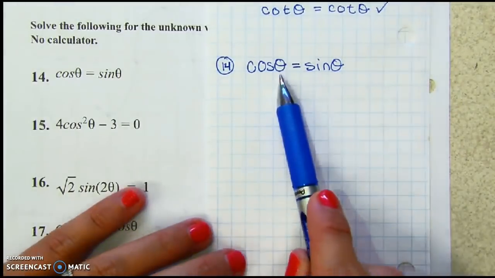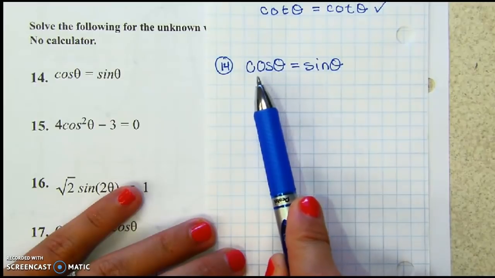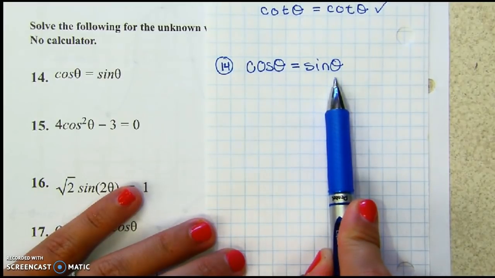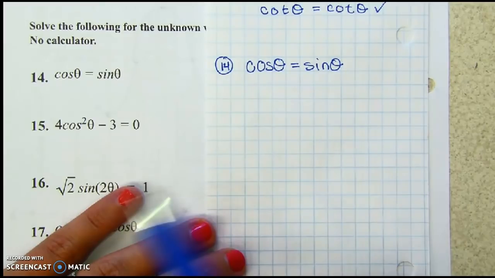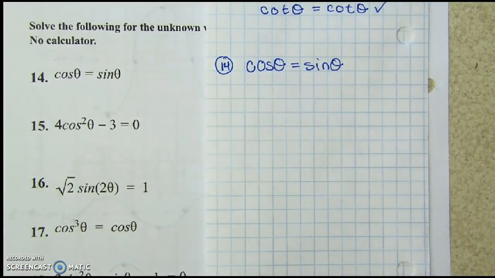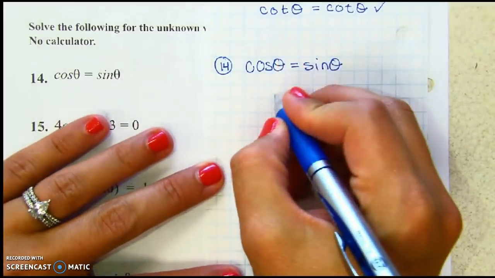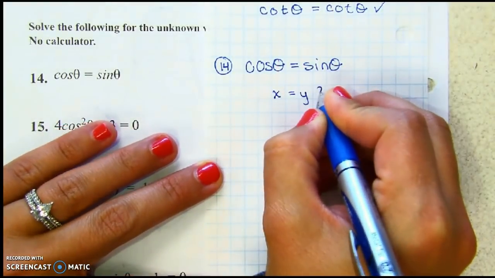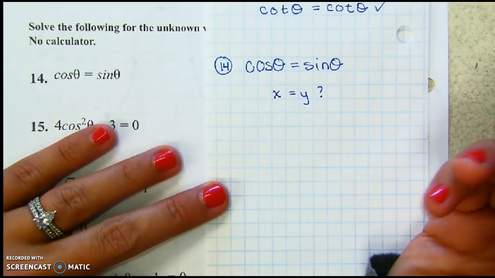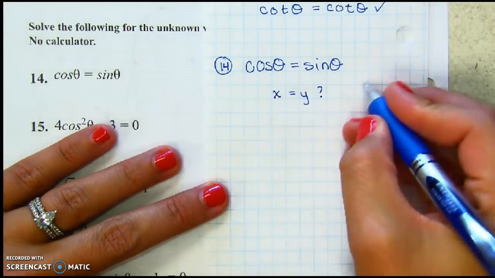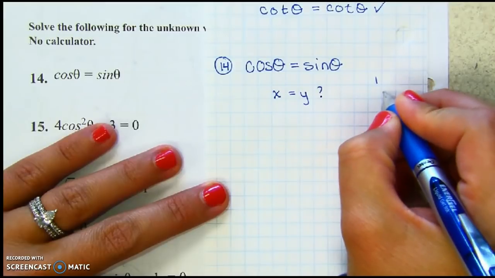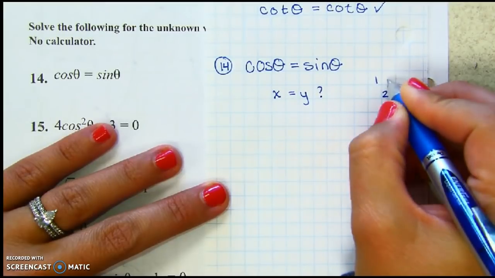So the question is, theta, where is the cosine value equal to the x value on the unit circle? Where is cosine equal to sine on the unit circle? Cosine is x and sine is y. So we're saying, where is the x value equal to the y value on the unit circle? Do you know where that is? Let's do our little 1, 2, 3.